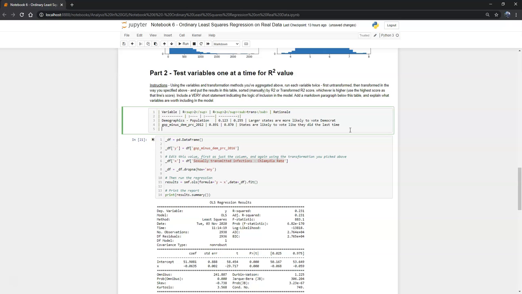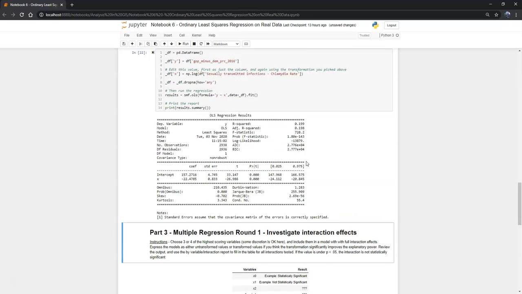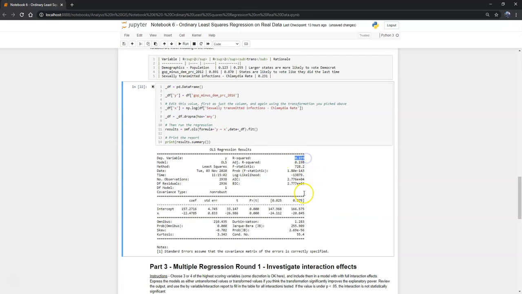And I would like these things ordered from most explaining to least explaining, but you can do that at the end. So there's the chlamydia rate. Our untransformed response was 0.023, and then our response with a log transform looks like this, 0.099.